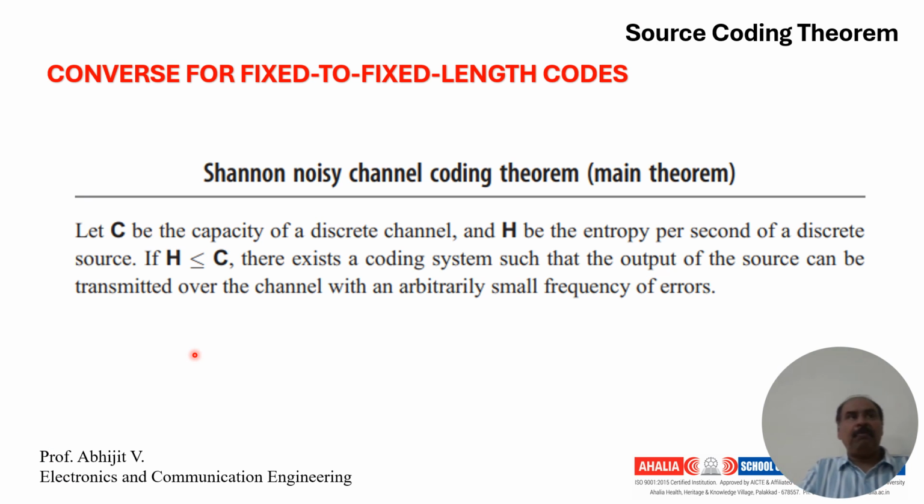So the next, noisy channel, we'll see the capacity of the channel. What is meant by capacity? If C is the capacity of the discrete channel and H the entropy per second of a discrete source, and if H is less than or equal to C, that is, the entropy is less than the channel capacity, there will be a coding system in such a way that the output of the source can be transmitted over the channel with an arbitrarily small frequency of errors. Shannon's noisy channel coding theorem.